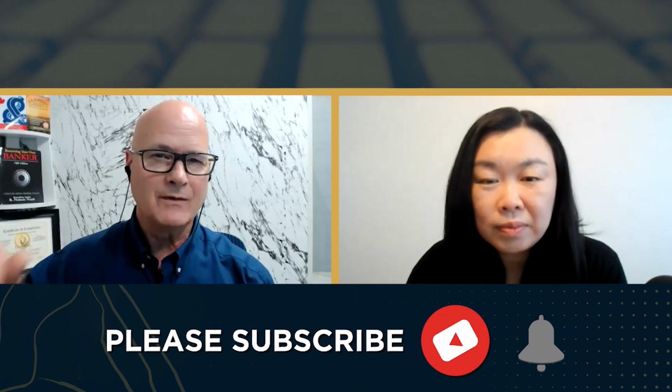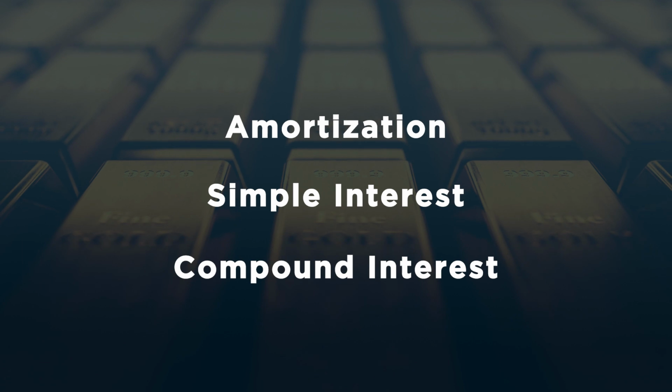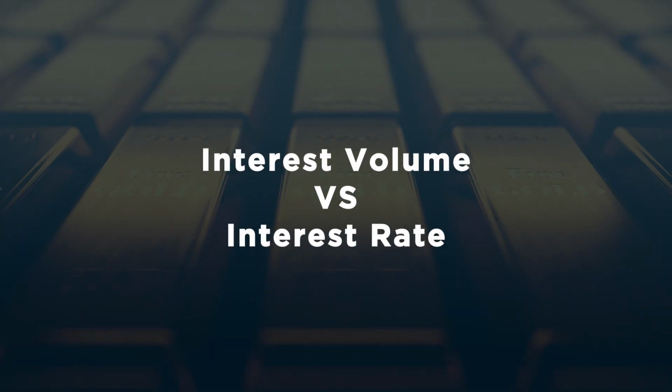If you don't know the difference in the types of interest that are out there, and maybe you're paying one form of interest and you don't understand how that's impacting your bottom line, well, you need to understand the difference between amortization, simple interest, compound interest. So we're going to tell you that today. And this is just about educating you, because we want to make sure you understand what type of interest you're paying or what type of interest you're earning. And today we're going to give you a little bit of insight into interest volume versus interest rate, and just help you to understand that.